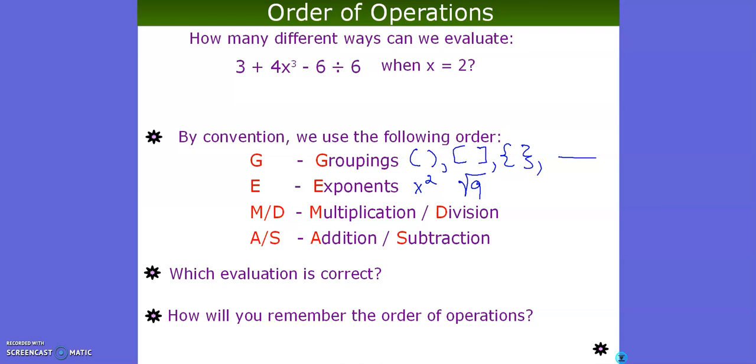Our next step would be multiplication and division, and this is based on the order you see it from left to right. Once you've done your grouping and your exponents, and then you look to your problem and you say, oh, I have multiplication and division, which one do I do first? We're going to read it from left to right. And our last step is addition and subtraction, and again, we read it from left to right. So you do whatever's on the left first and then move through to what's to the right.